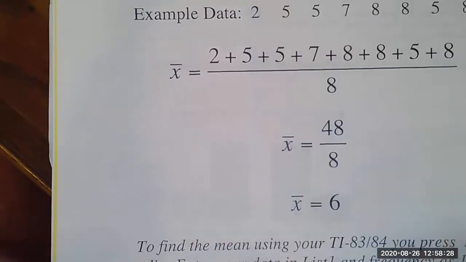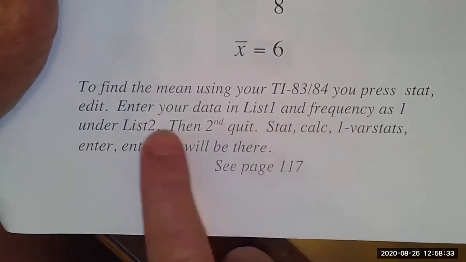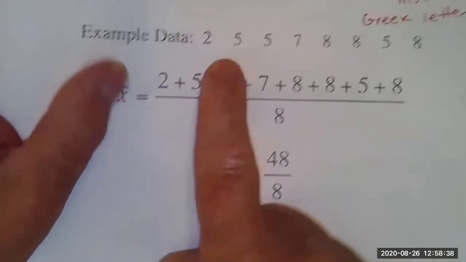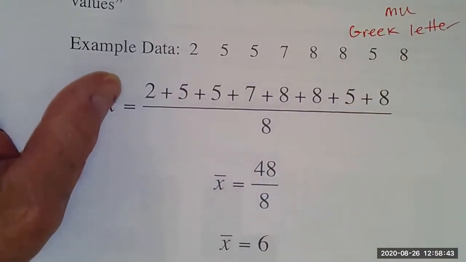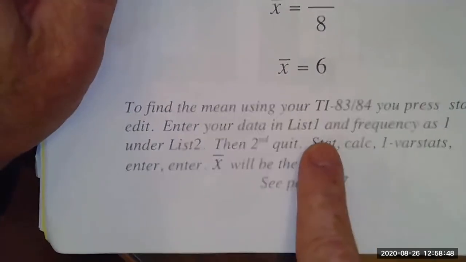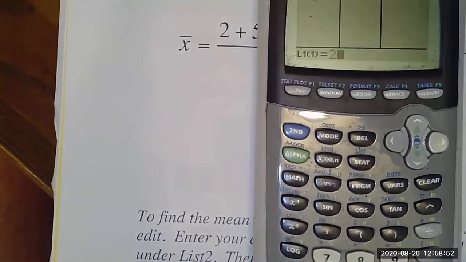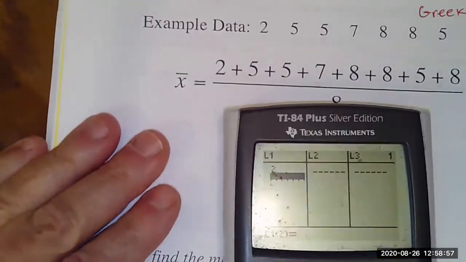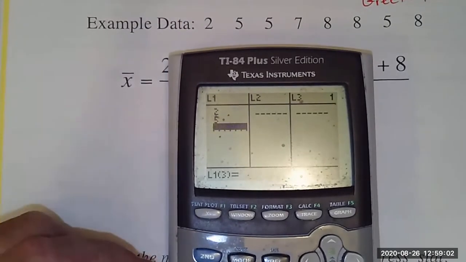Okay, so now I'm going back down here. All right, you're going to enter your data in list 1. What's the data? Oh, right here. You're going to enter those 8 numbers, in the order they have. You don't have to arrange them in order, into list 1. Okay, so I'm just going to literally do that. Okay, here we go. 2, and you hit enter after you do that, by the way. Okay, and then 5, enter, and so on.